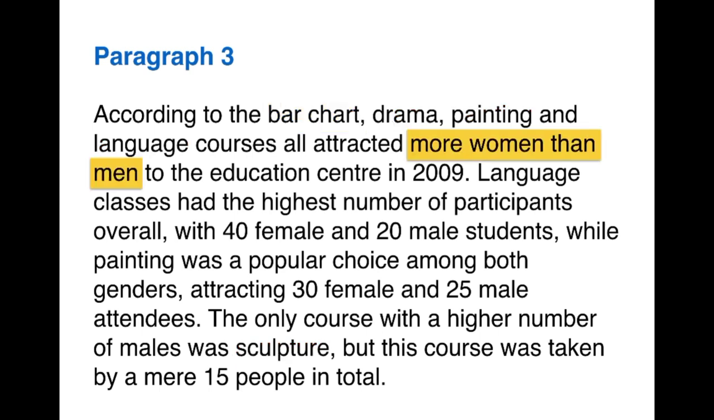Then, more women than men, both genders. I've mentioned and compared both genders, men and women. That's important, of course. It's all about comparing. And let's look at the numbers I've used. 40 female and 20 male, 30 female and 25 male, and 15 people in total. So there's 5 different numbers mentioned there. That's enough for one paragraph.